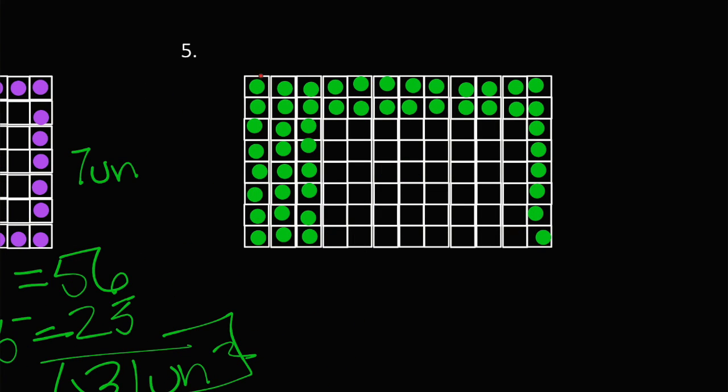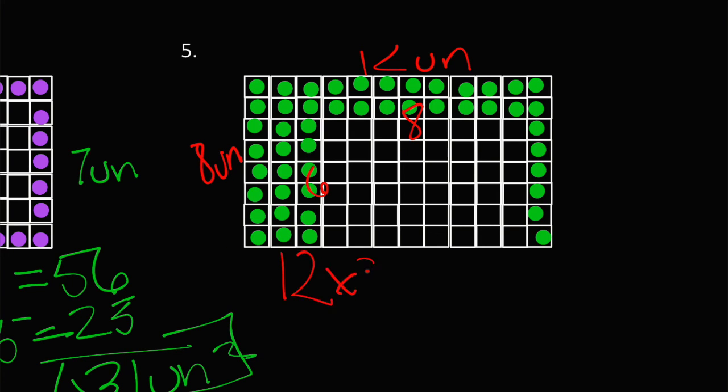Let's get to it. 1, 2, 3, 4, 5, 6, 7, 8. So we know that's 8 units. So let's do this side now. 1, 2, 3, 4, 5, 6, 7, 8, 9, 10, 11, 12. That's going to be 12 units. So then we're going to do the inside. 1, 2, 3, 4, 5, 6. And that's going to be 6. And this is going to be 1, 2, 3, 4, 5, 6, 7, 8. That's going to be 8.